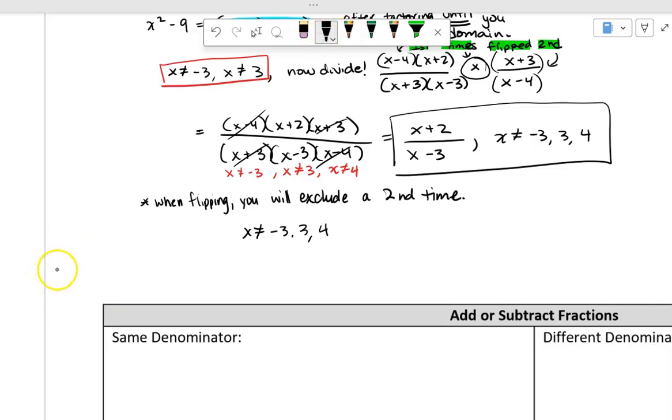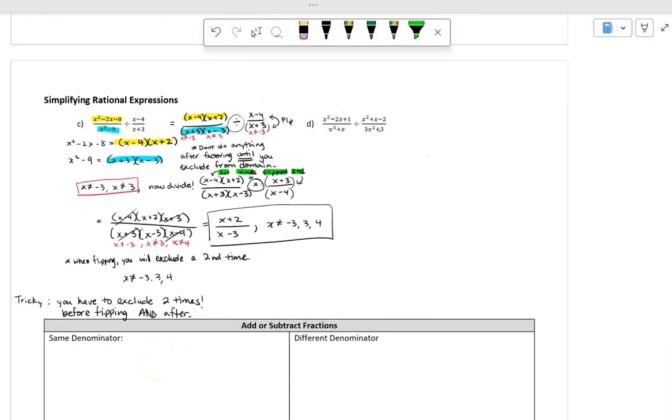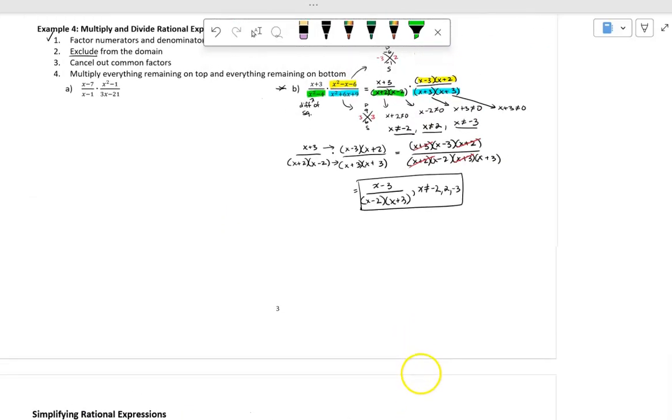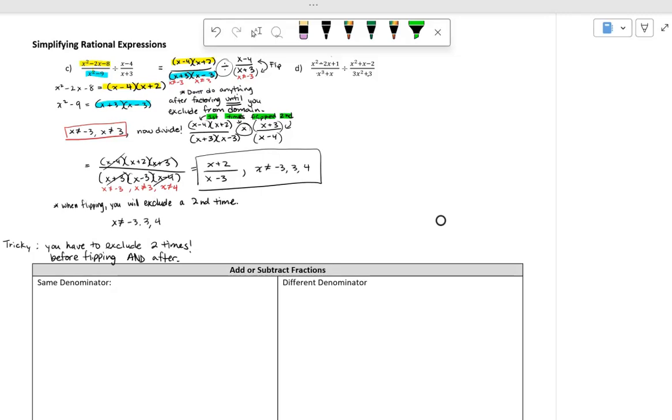So the tricky part about division, you have to exclude before flipping and after. You guys have a couple to do. You're going to do a multiplication in part A, you're going to do a division in part D, and that's it for multiplication and division.